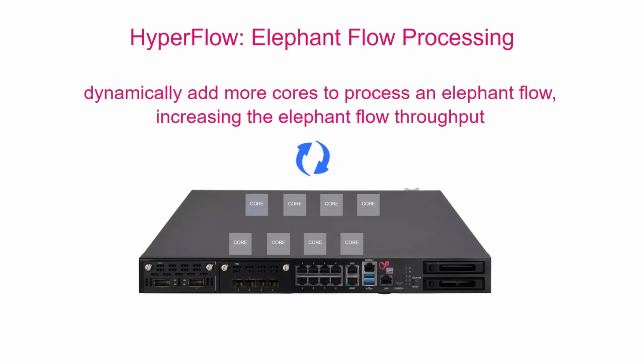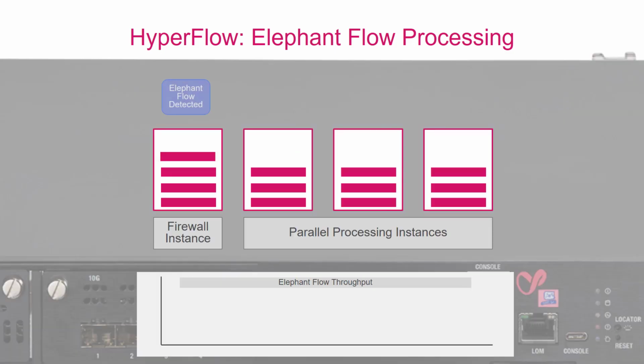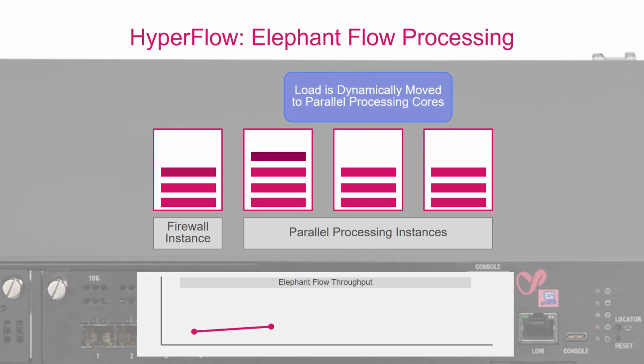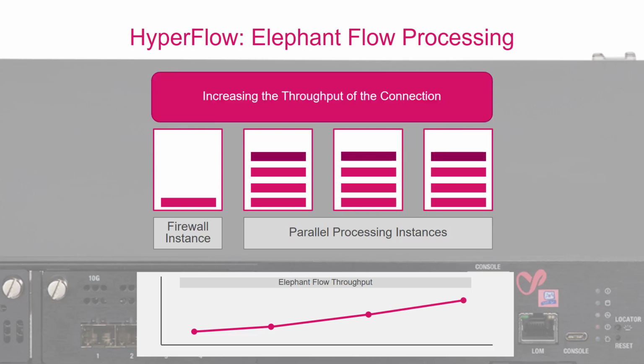So this is a prime use case for the new HyperFlow solution that automatically balances available resources, achieving better performance and better throughput. And this is simply done by dynamically adding more cores to process the elephant flow. Let's take a look. System resources are continuously monitored, and when an elephant flow is detected, multiple cores are assigned to process the flow in parallel, balancing the load across the other cores on the firewall. Simple, right? Let's see a demo in action.